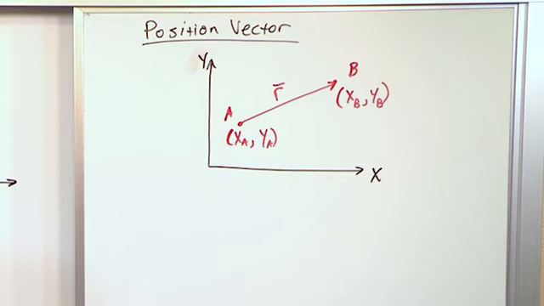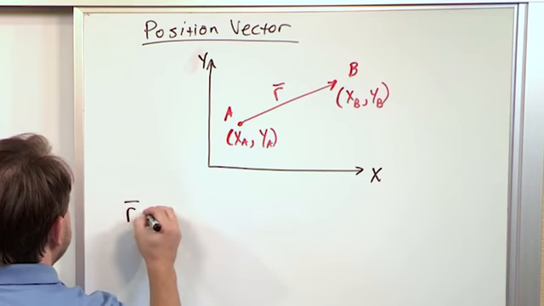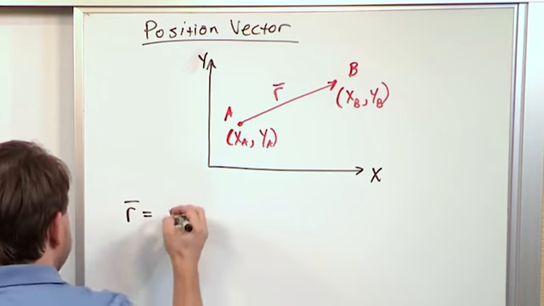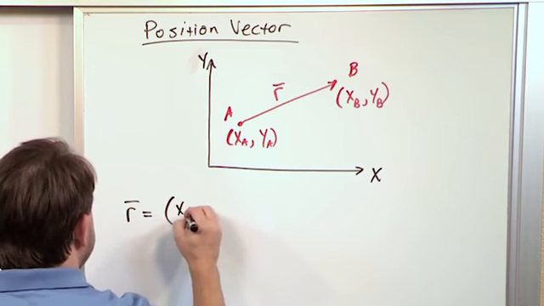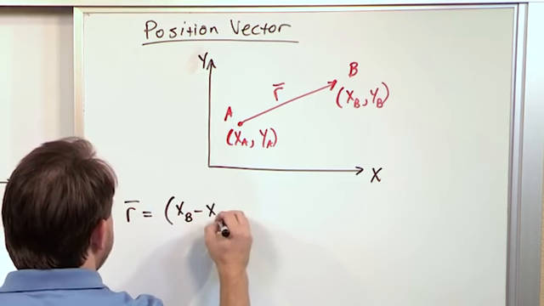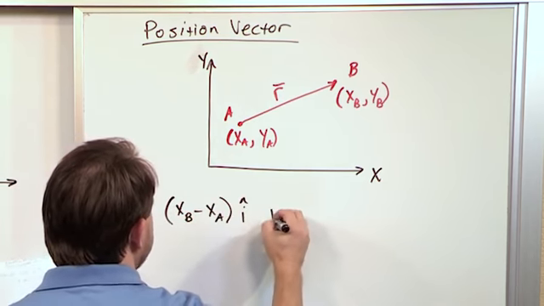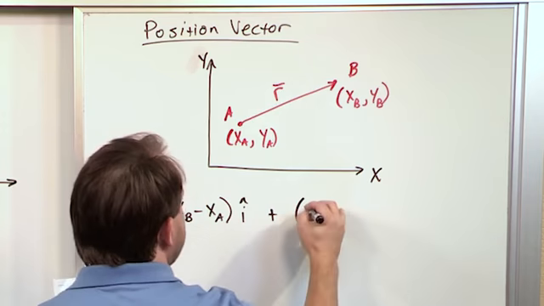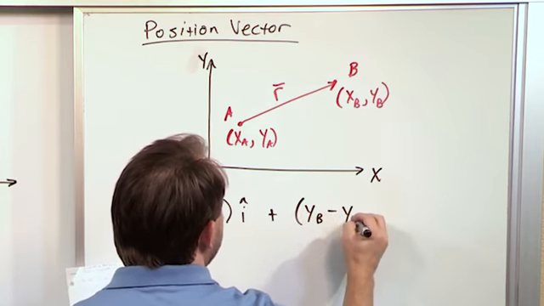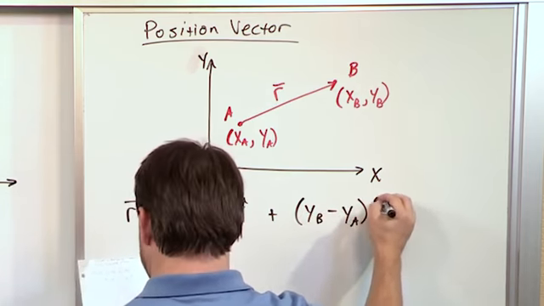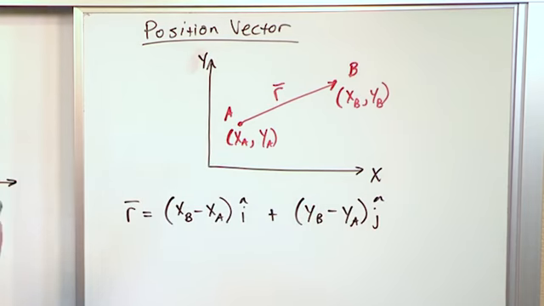So then if you write all that stuff down, this position vector r can be very simply written as xb minus xa in the i direction, and I'll tell you what this means in a second. And then you have yb minus ya in the j direction. All right, what does this mean?